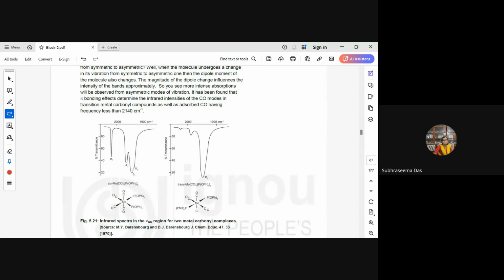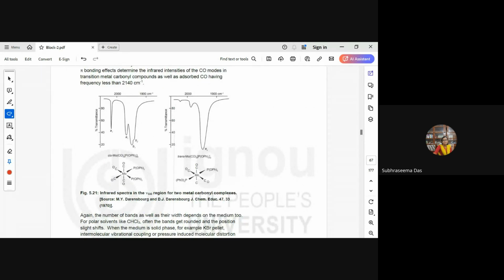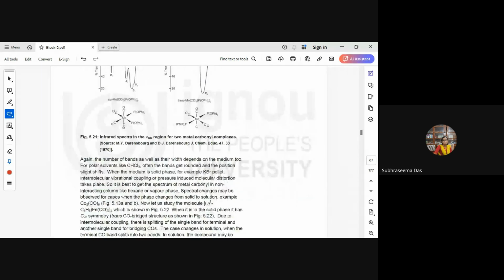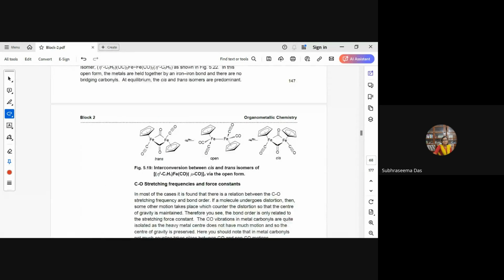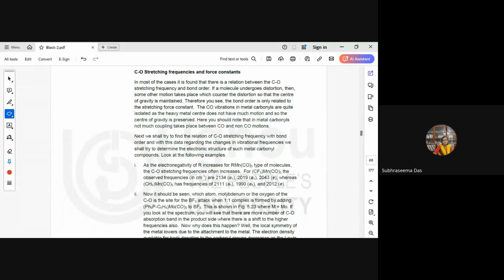Now, some of the examples have been shown of how to predict the structure of different complexes from the IR data. Now coming to CO stretching frequencies and their force constant. First we'll try to find out the relation of the CO stretching frequency with bond order, and then we will determine the electronic structure of such metal complexes.